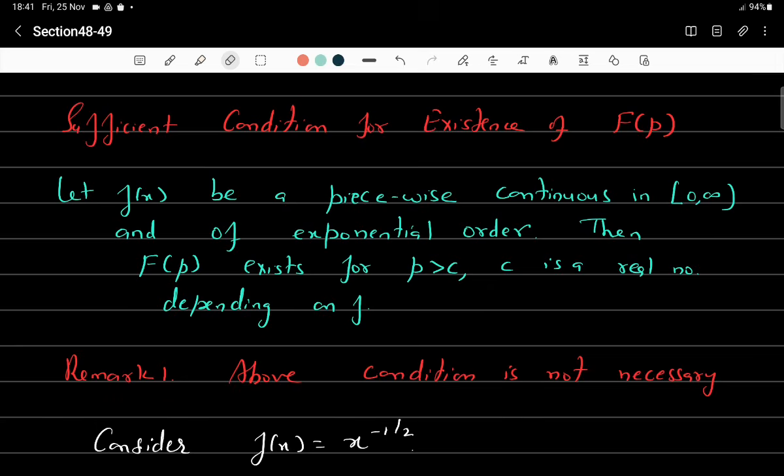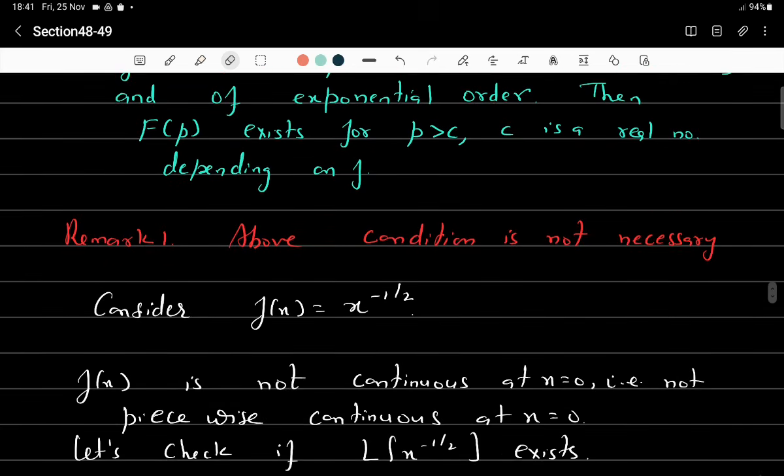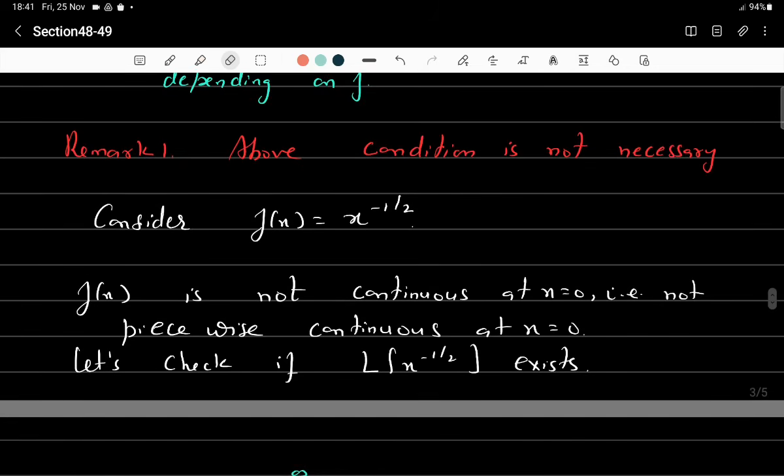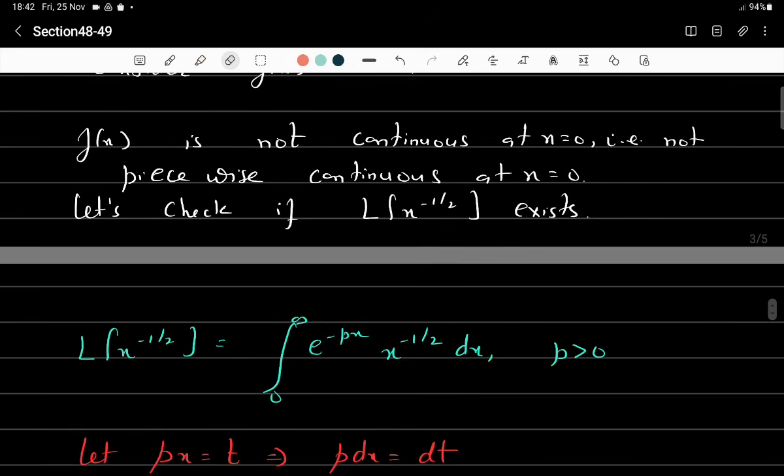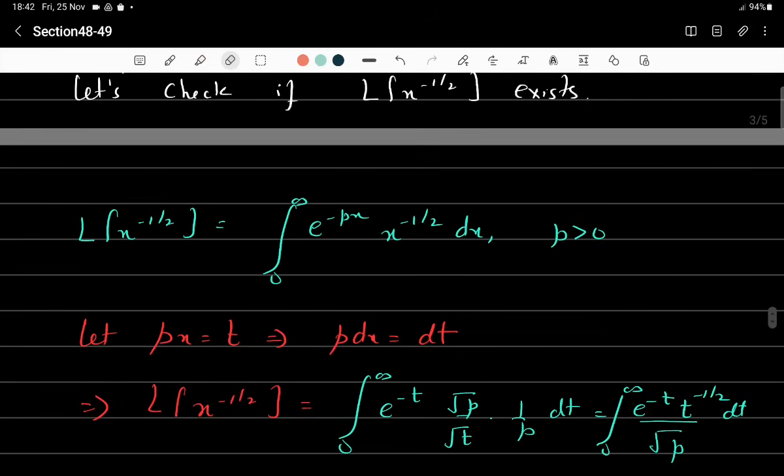Now we will see whether the Laplace transform exists for 1 by root x. So use the definition, see what will happen. So this is the Laplace of 1 by root x. Now to conclude, I need to proceed further. To proceed further, I took px is equal to t. So take px is equal to t and see what will happen. If px is equal to t, then p dx is equal to dt. Then substitute the values, limits would not change. And this is how it looks like.